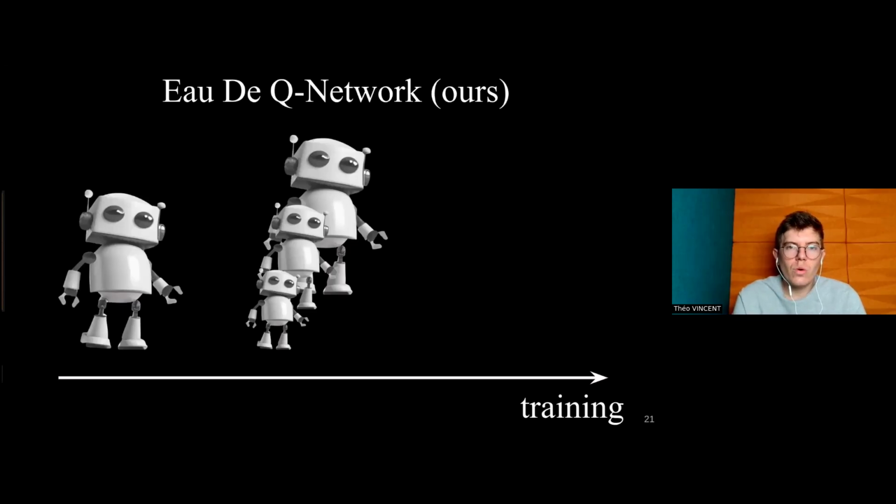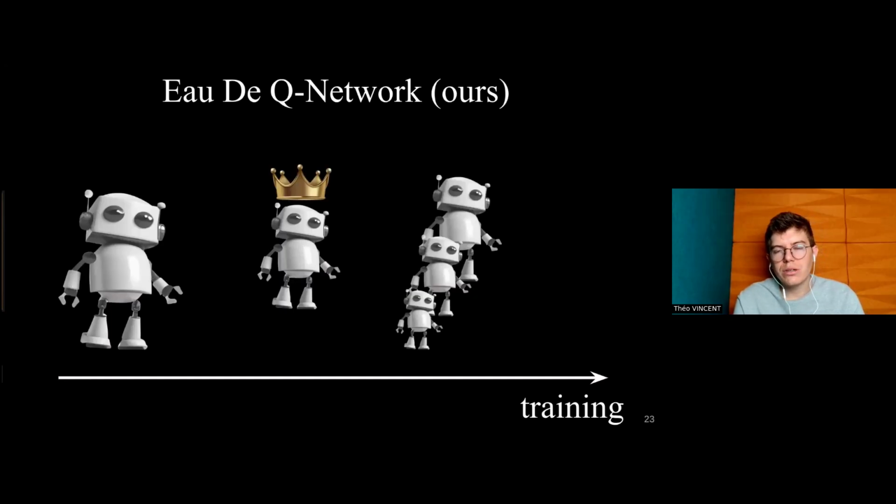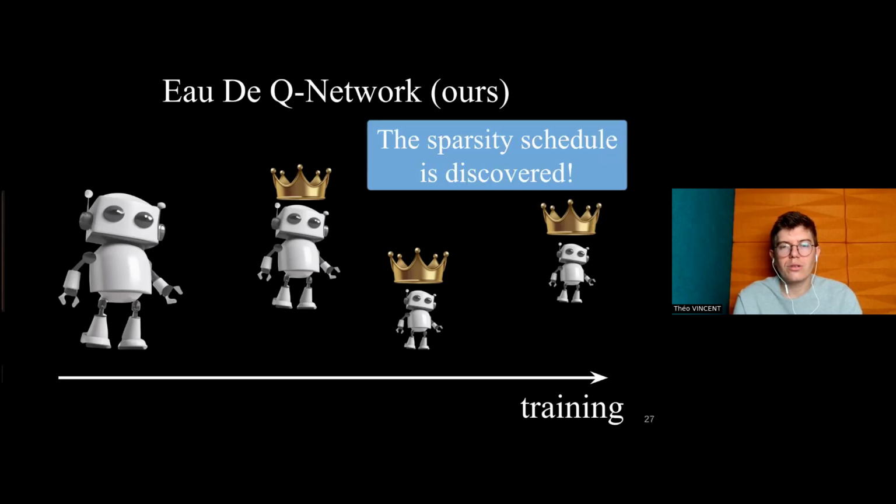And we take the one that minimizes the loss to continue the training. And we continue the training by copying this network several times with different sparsity levels. And we take the one that minimizes the loss. And we do that until the training stops. This means that Or the QN discovers the final sparsity level and the sparsity schedule as well.